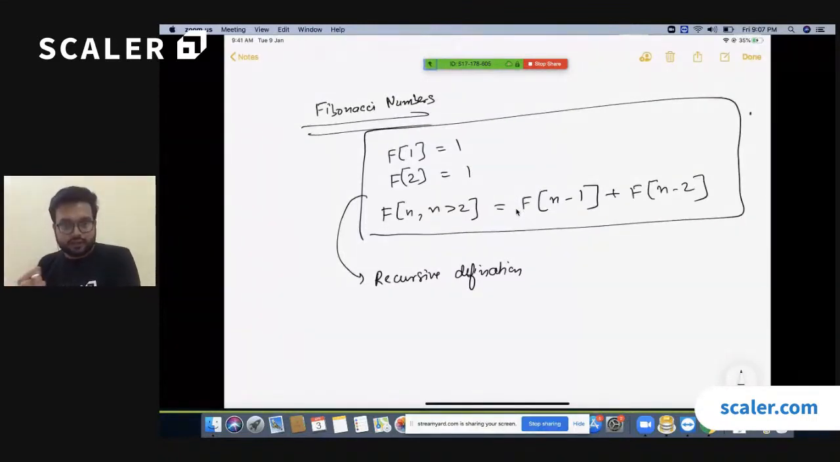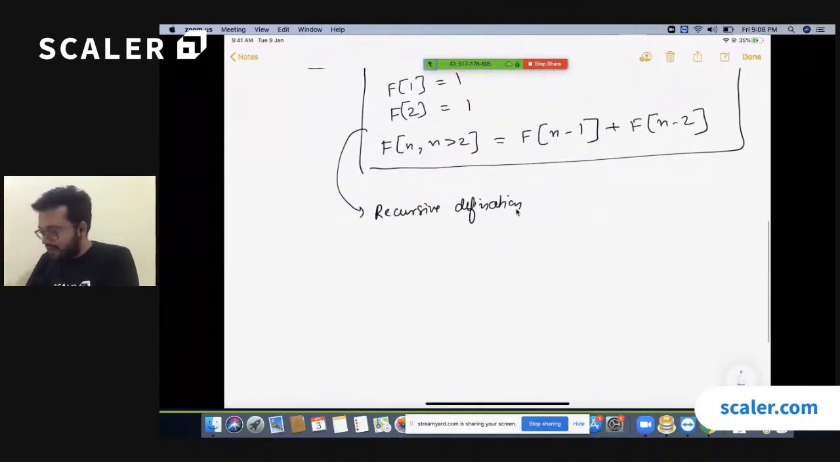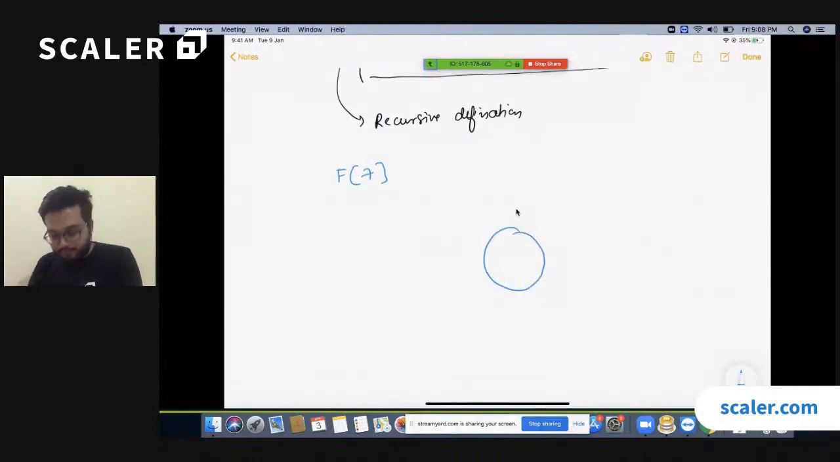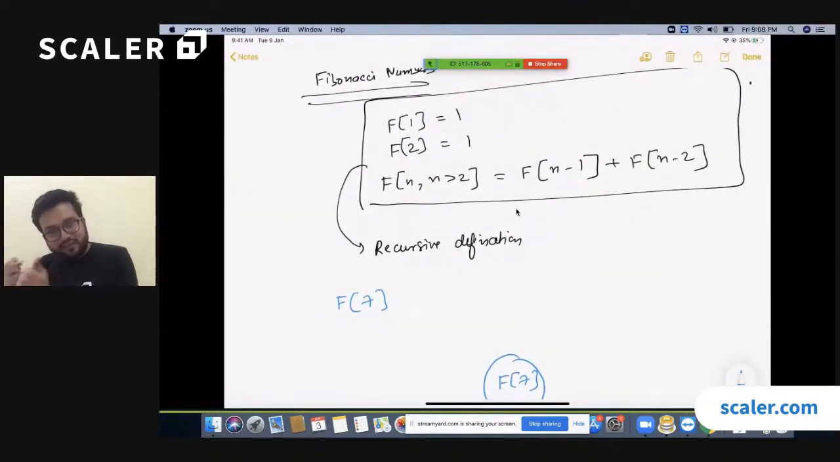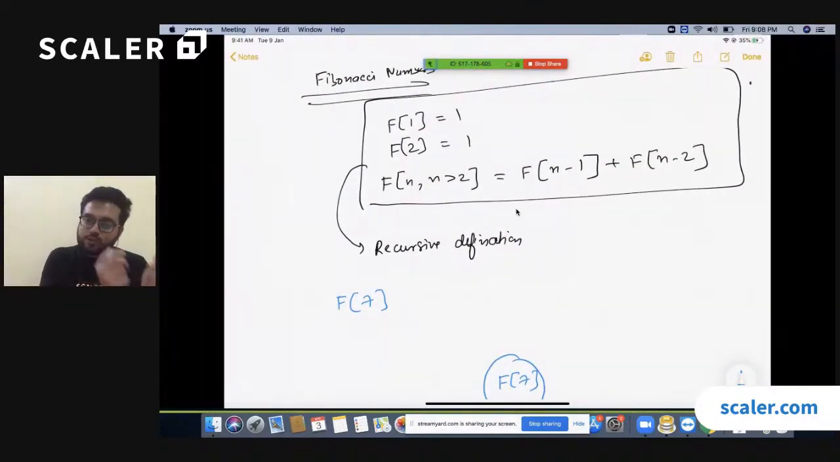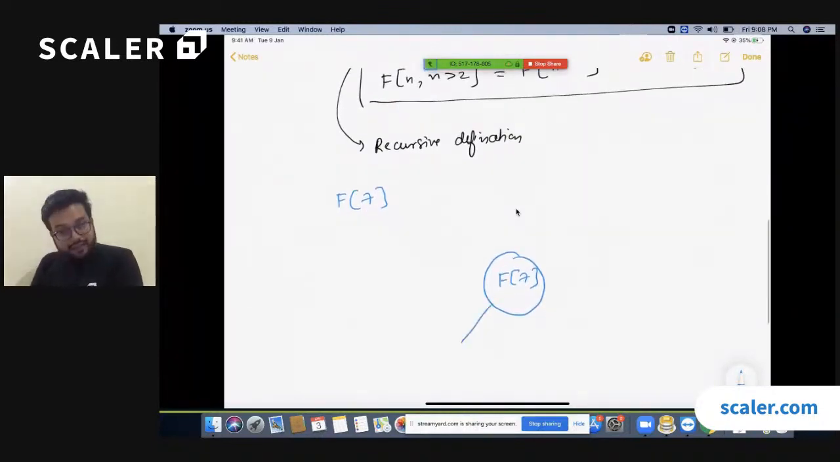The problems of recursion can be very easily visualized by drawing a recursive tree. I hope all of you can appreciate that. Let's take an example. Let's say I wanted to compute the 7th Fibonacci number. Now, by definition, to compute the 7th Fibonacci number, I should go to the number n-1 and the number n-2. So f7 is nothing but the summation of f6 and f5.